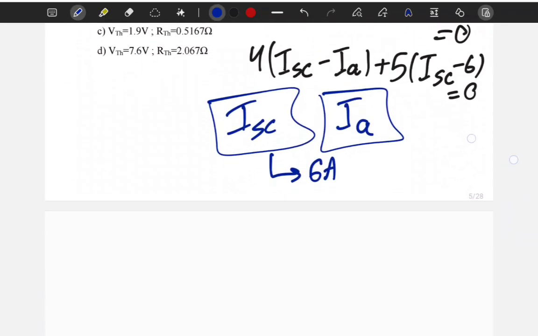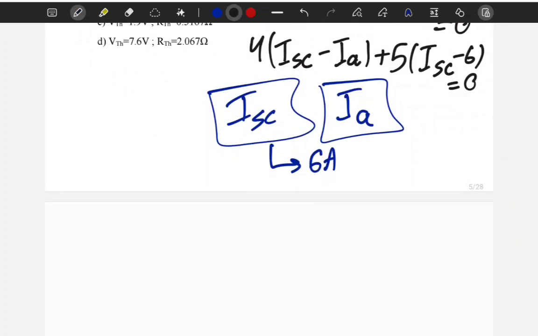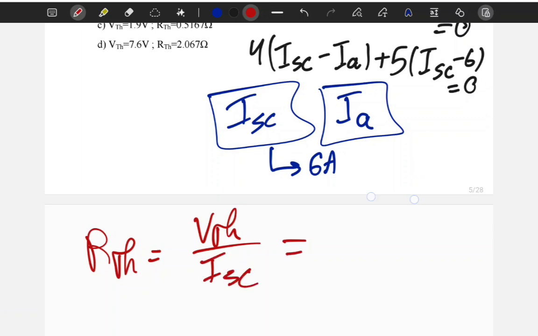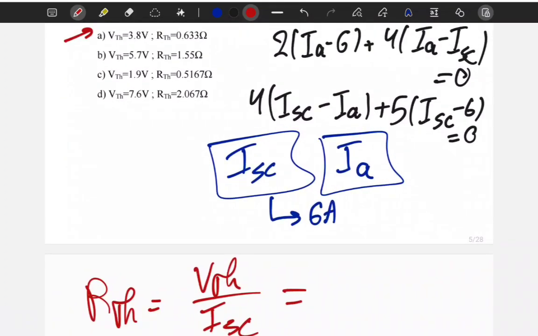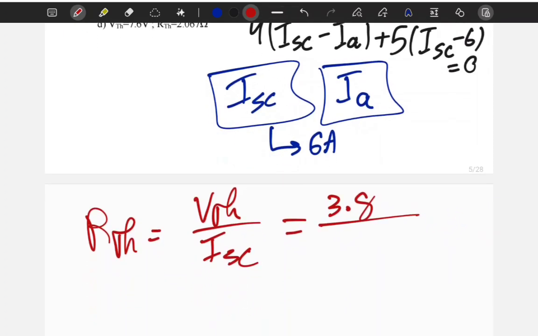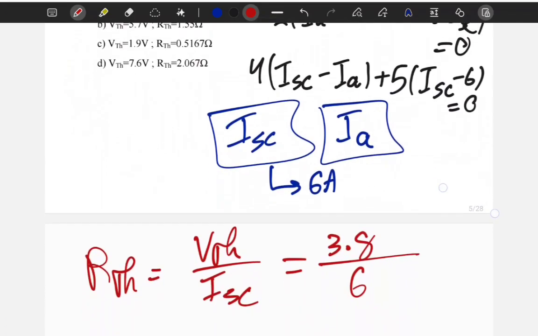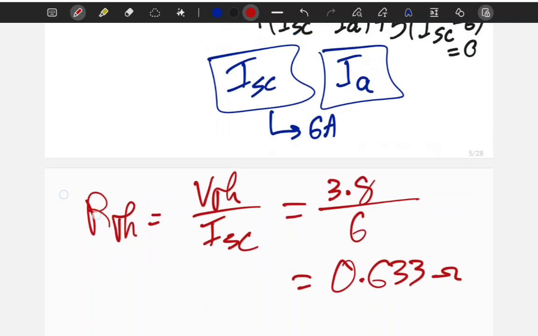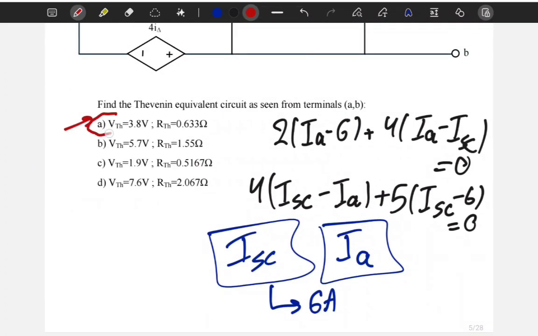So we found I short circuit, which is equal to 6 amperes now. The rest is easy. We find R Thevenin, which is equal to V Thevenin over I short circuit. And V Thevenin, we have calculated it to be 3.8, which is I delta from the previous example, and I short circuit is gonna be 6. And if you do the ratio, it's gonna be 0.633 whatever. So equal to 0.633 ohms. It goes on. So the answer is A.